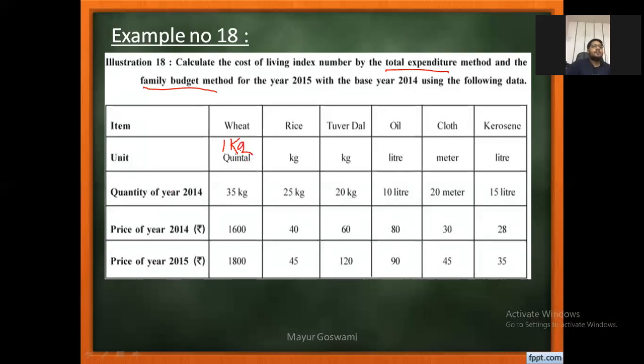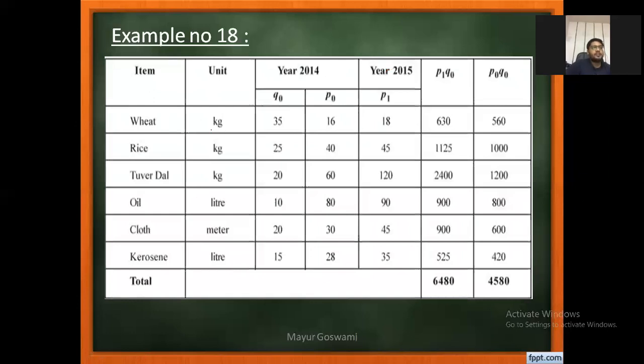If this unit is converted into 1 kg, the quantity remains the same because it is given in kg. But the price here is given per 1 quintal, and as you know, 1 quintal is equal to 100 kg, so this price is divided by 100. So for 1 kg, how much is the price? 16.18. You can see here, wheat converted into 1 kg, Q0 remains the same at 35 and the price is 16.18.